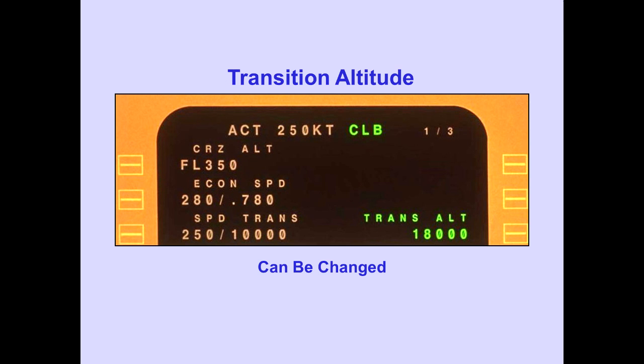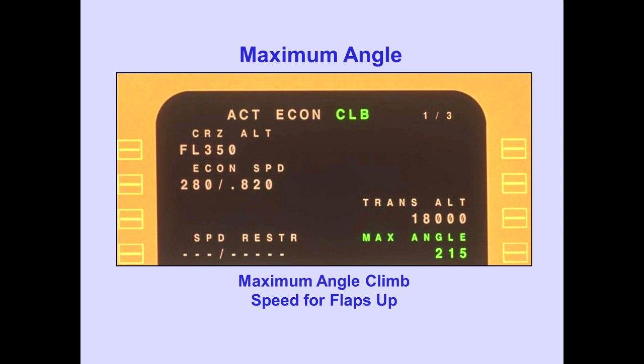The entered departure procedure is used to establish the QNH transition altitude. This value can be changed by the flight crew. The maximum angle line displays the FMC computed maximum angle climb speed for flaps up. To compute the best rate of climb speed, simply add 25 knots to the max angle climb speed found on the climb page.